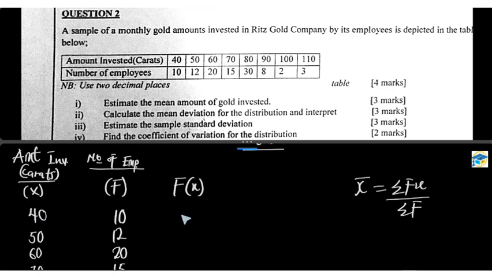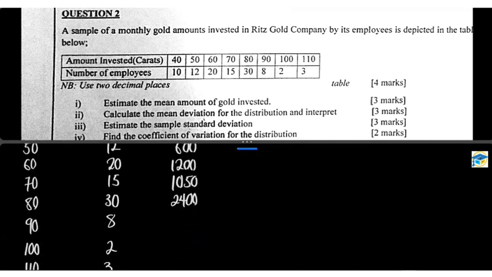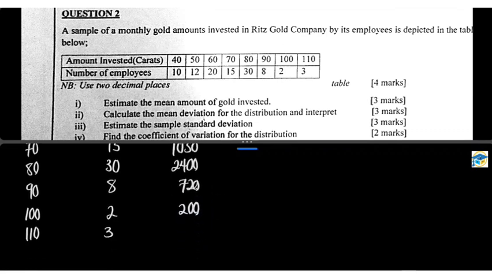When we take 40 by 10, you'll be getting 400. The second one, 50 by 12, gives 600. Then 60 by 20, you'll be getting 1200. Then 70 by 15, you'll be getting 1050. And then the next one, you'll be getting 2400. And 90 by 8, you'll be getting 720. And here you're getting 200. And lastly, you'll be getting 330.